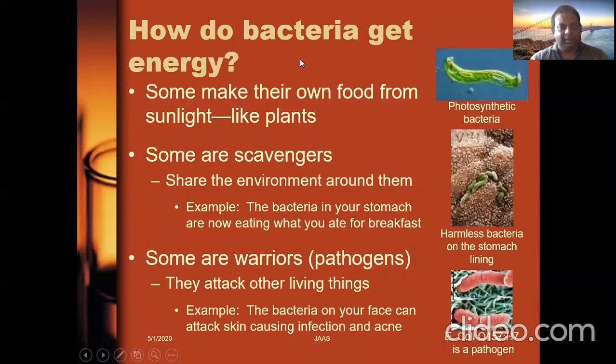How do bacteria get energy? As I said, they are alive, they require energy. Some make their own food from sunlight, like plants. Some are scavengers, so they consume the environment around them. Bacteria in our stomach are now eating what you ate for breakfast. Some are warriors, or the term pathogens. They attack other living things. Bacteria on your face can attack skin, causing infection and acne. So they consume tissue materials.